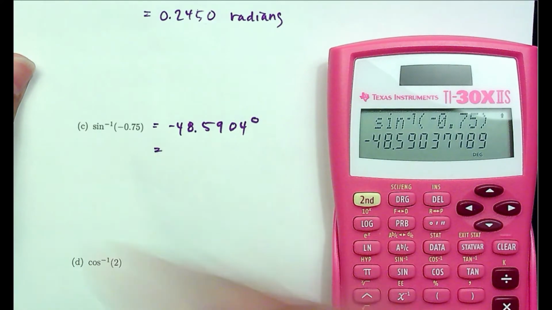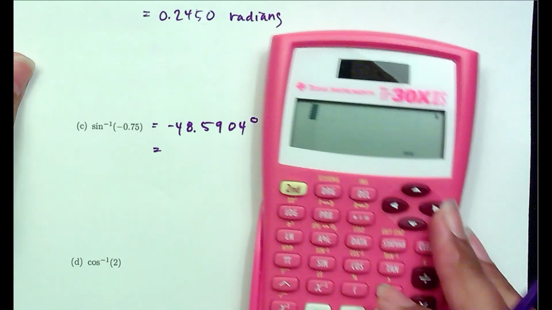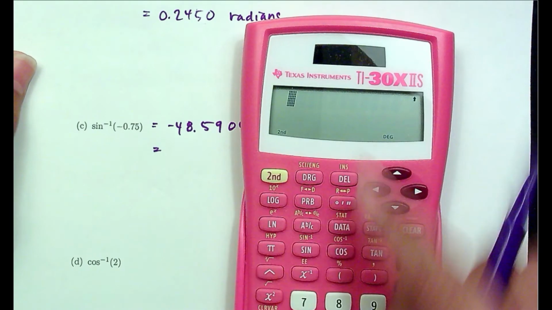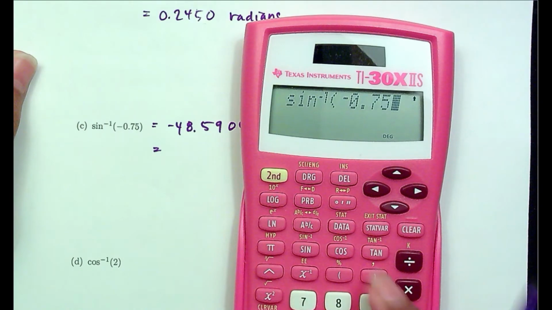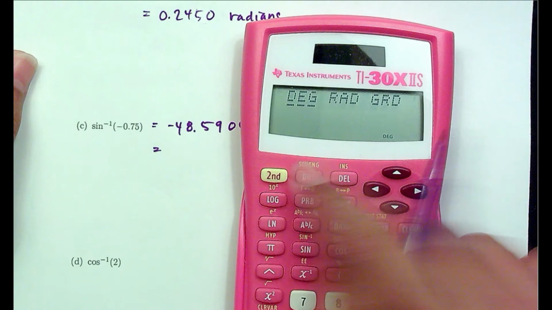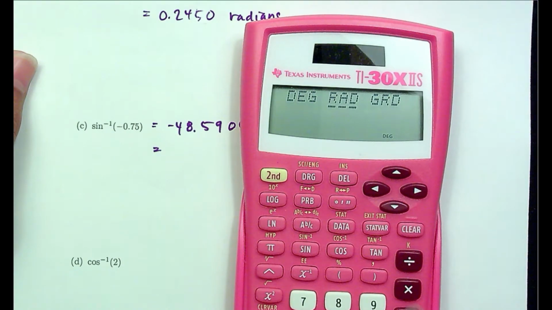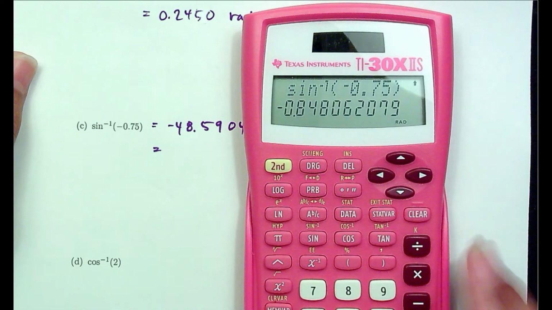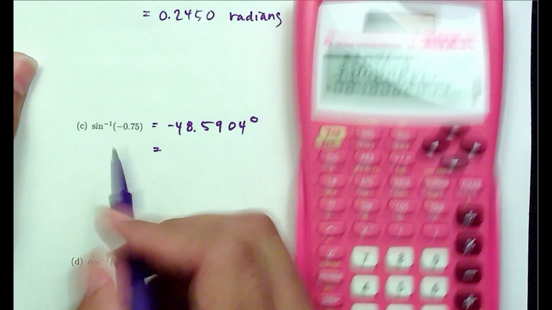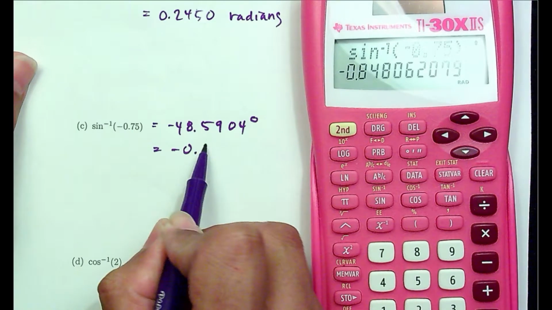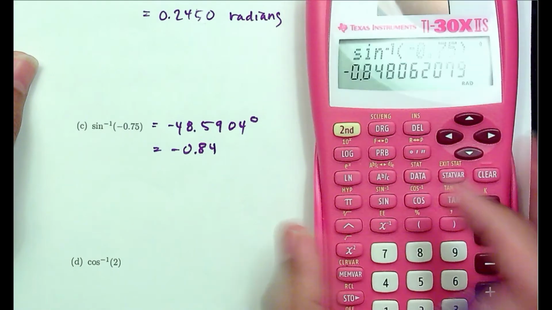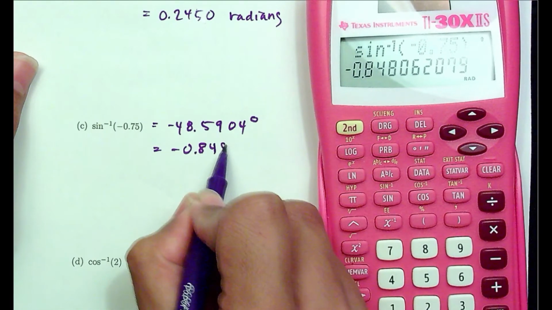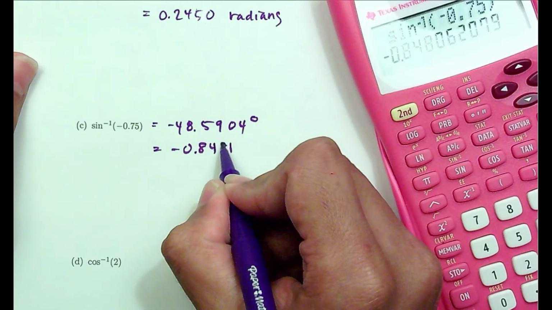Now let's do it again in radians. That's going to be sine inverse of negative 0.75. Oops, I forgot to change it. So let's change it now. Okay, now it's in radians. And the answer is negative 0.8481. This is radians.